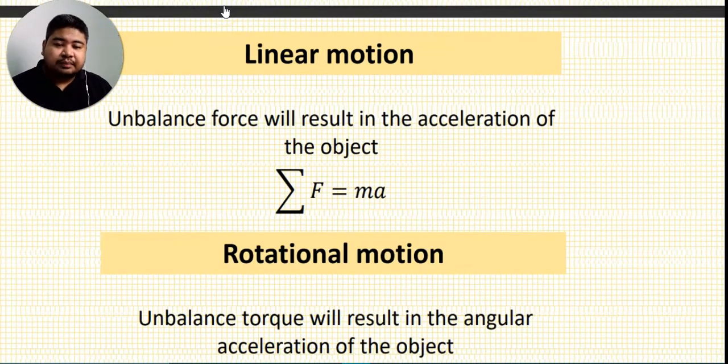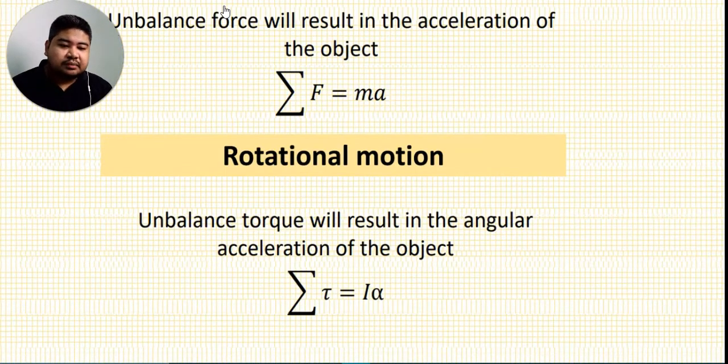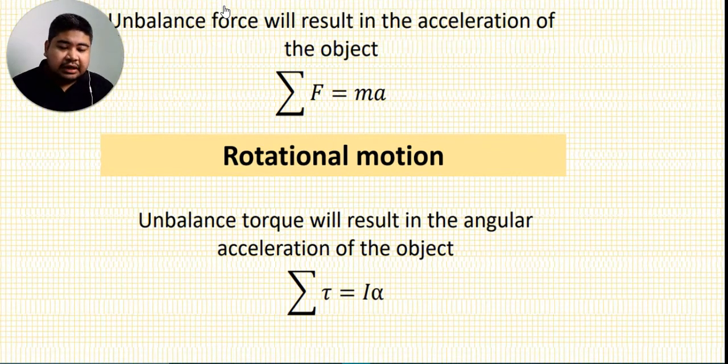To summarize, in linear motion, unbalanced force will result in the acceleration of the object, so your object is going to be either faster or slower. In rotational motion, unbalanced torque, or unbalanced turning effect by the force, will cause the body to rotate either faster or slower. I'm going to bring you to a simulation that illustrates the idea of unbalanced torque and angular acceleration.